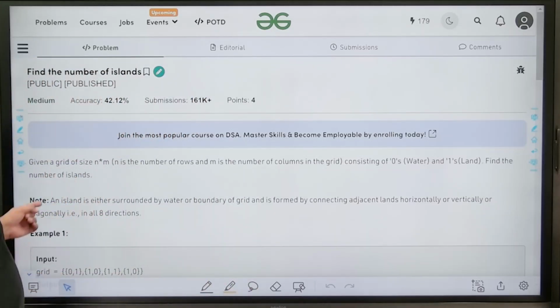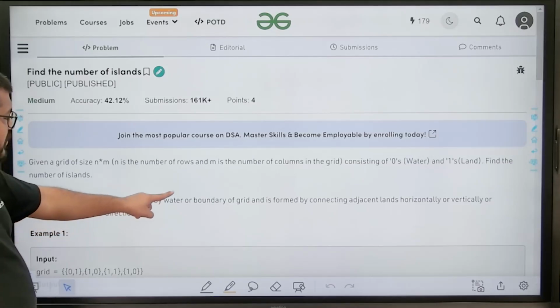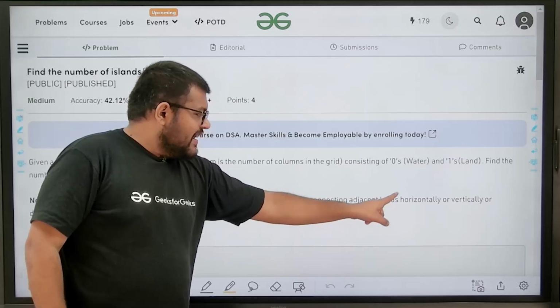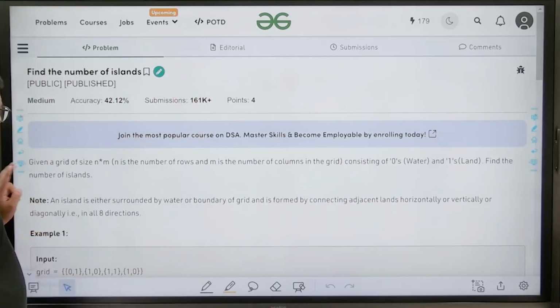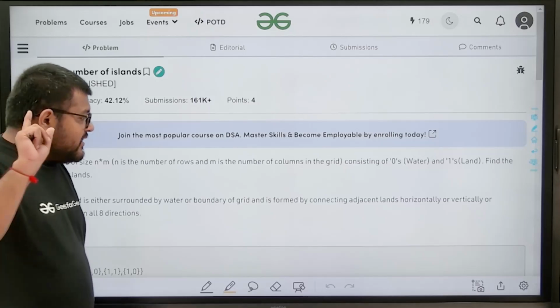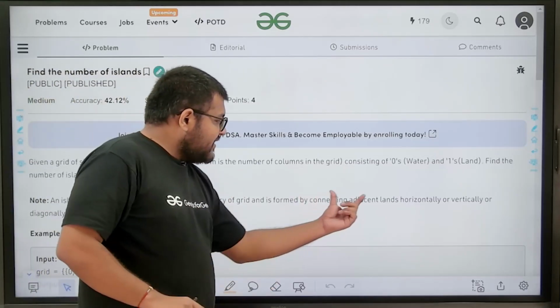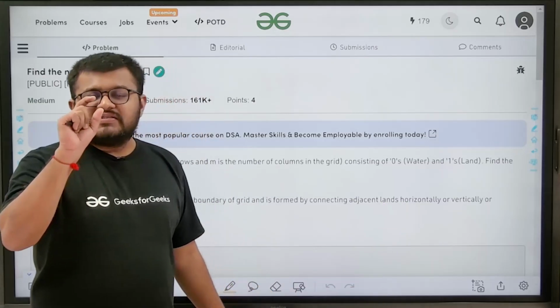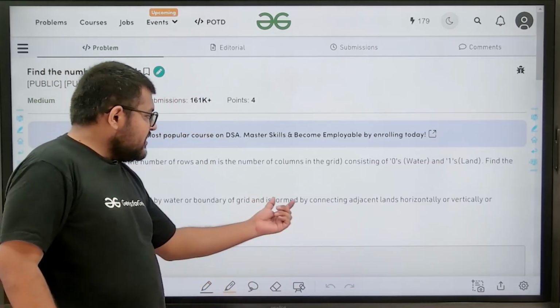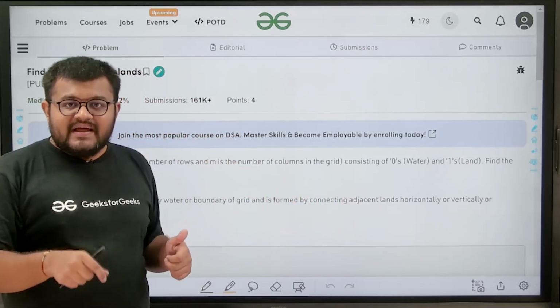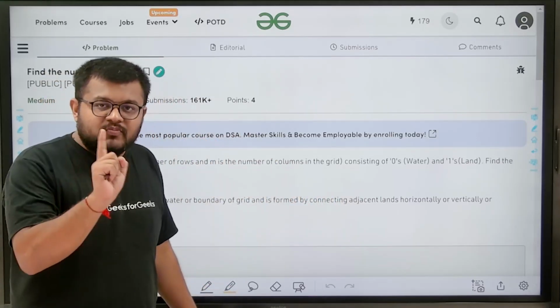Now what is an island? An island is either surrounded by water or the boundary of the grid and is formed by connecting adjacent lands horizontally or vertically or diagonally, that is, in all 8 directions. So an island is formed by connecting adjacent lands. Now what are lands? The cells which are marked as 1. So by connecting all the adjacent lands, that is, connecting all the cells which are marked as 1.